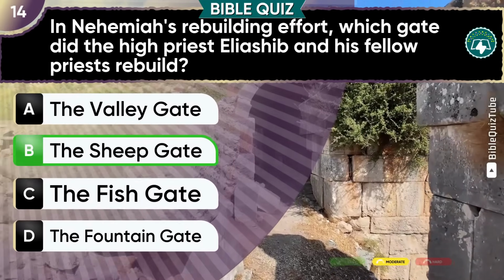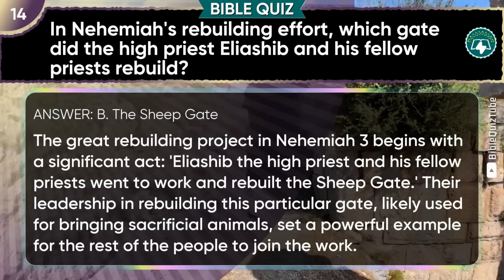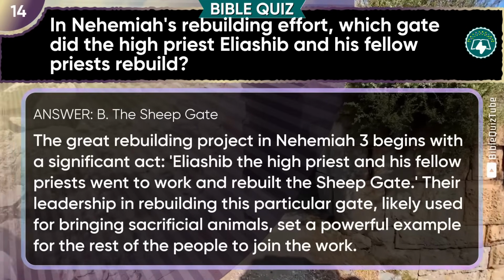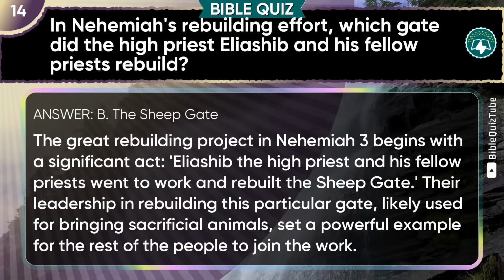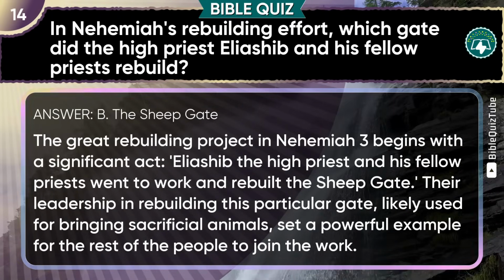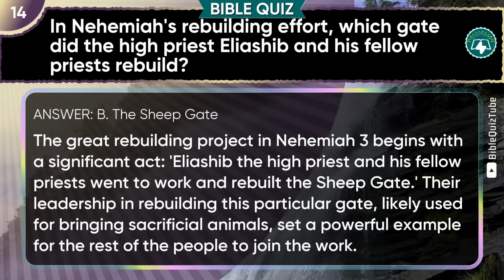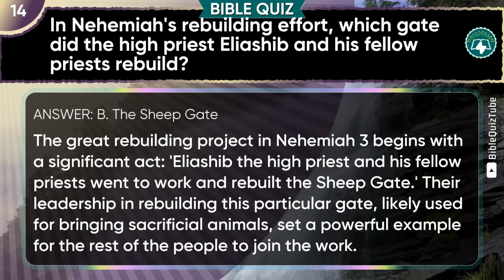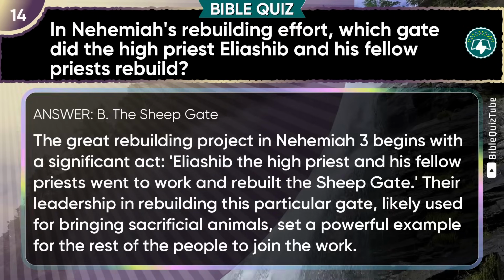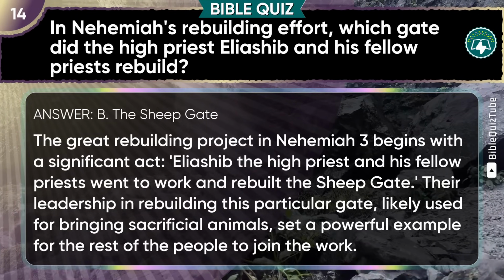Keep it up. The right answer is B. The Sheep Gate. The explanation. The great rebuilding project in Nehemiah chapter 3 begins with a significant act. Eliashib the high priest and his fellow priests went to work and rebuilt the Sheep Gate. Their leadership in rebuilding this particular gate, likely used for bringing sacrificial animals, set a powerful example for the rest of the people to join the work.